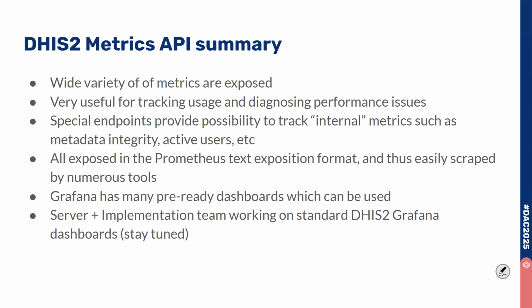I mentioned this Prometheus text exposition format. This is a standard format that is used by Prometheus. That's what we're promoting at this particular point in time. And just to point out that the server and implementation team are working together on creating a kind of standard DHIS2 Grafana dashboard. What are the important metrics to monitor that are coming out of the DHIS2 metrics API, so that people don't have to recreate that dashboard for themselves if they choose to use this stack. I'll stop there, turn it over to Tito.